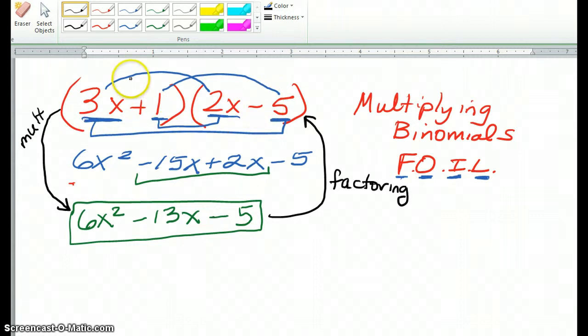So this is a binomial. Bi meaning two, right? Binomial.